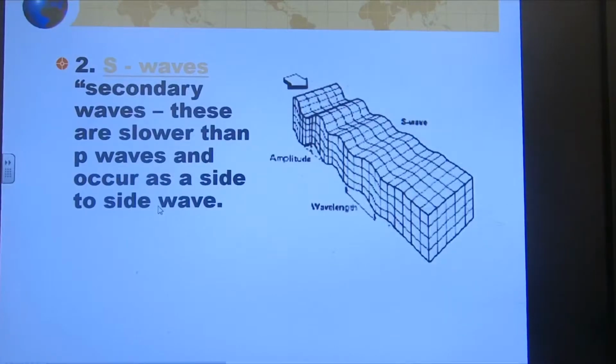Now, S waves, which are known as secondary waves, these ones come after the primary waves. They're much slower. And because they're slow, these waves can be felt on the surface, and they do cause damage. They're also known as side-to-side waves, and I'm going to show you what that means in a second. I'm going to do a little demonstration of how these waves would look.